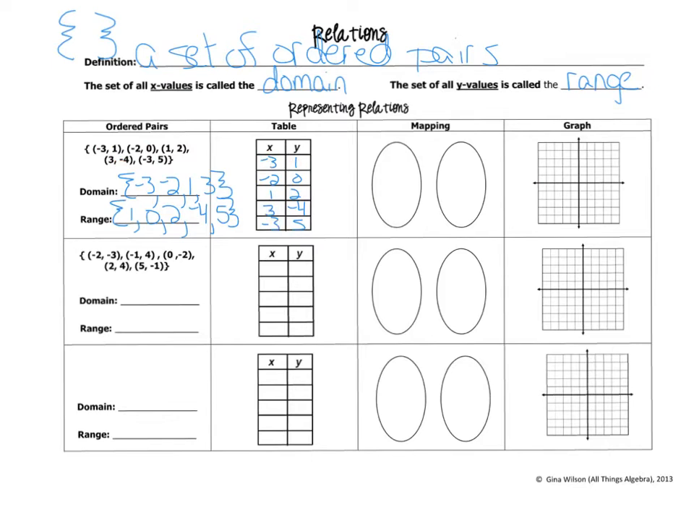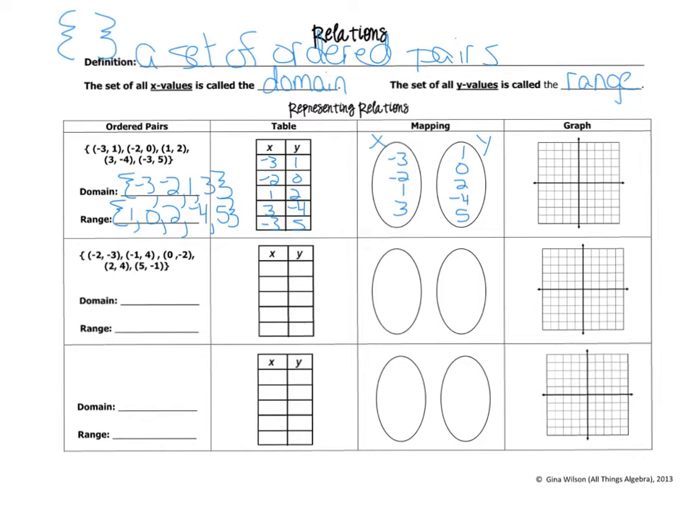Now the mapping is new to you. You're going to have these 2 ovals. Okay? The first oval is going to be your domain or your x values. The second oval is going to be your range or your y values. And what you do is you list your domain. So my domain is -3, -2, 1, and 3. I listed the values of my domain. Then you list your y values, the values in your range. 1, 0, 2, -4, 5. So you list them.